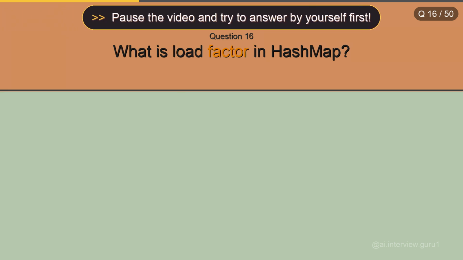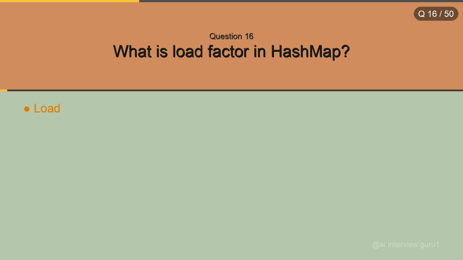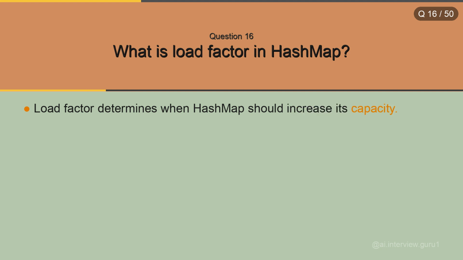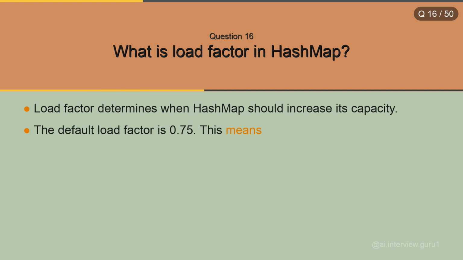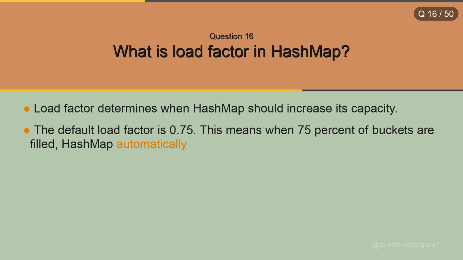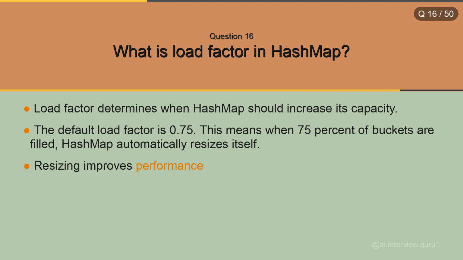What is load factor in HashMap? Load factor determines when HashMap should increase its capacity. The default load factor is 0.75. This means when 75% of buckets are filled, HashMap automatically resizes itself. Resizing improves performance by reducing collisions.